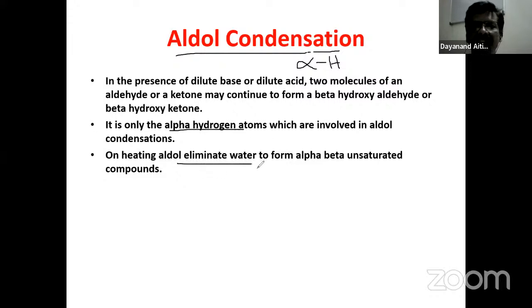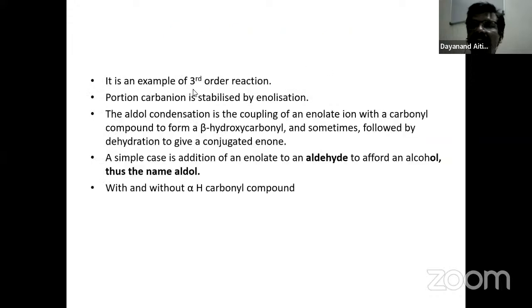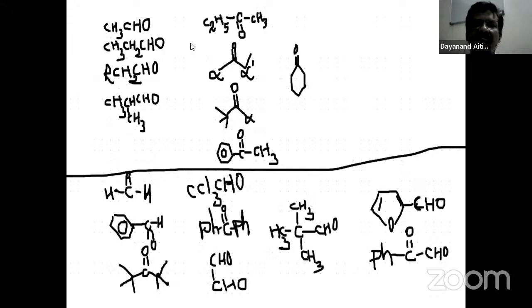On heating, aldols eliminate water to form alpha beta unsaturated compounds. It is an example of a third order reaction. The carbanion is stabilized by enolization. A simple case is addition of an enolate to an aldehyde to afford an alcohol. Aldol is formed. An aldol is nothing but an aldehyde as well as an alcohol; both groups are there. Therefore, it is called aldol.